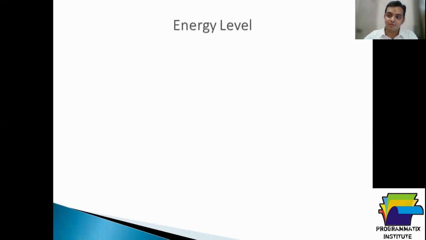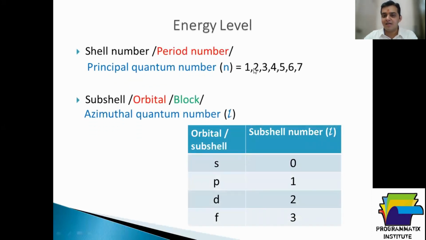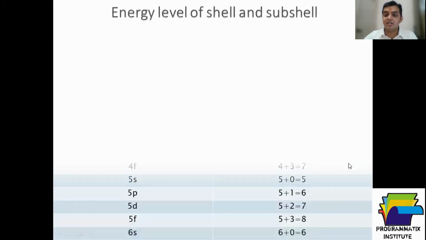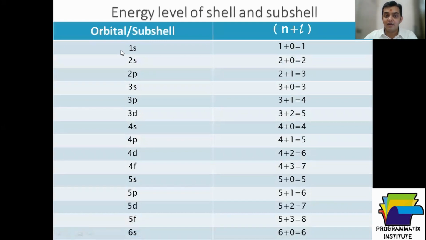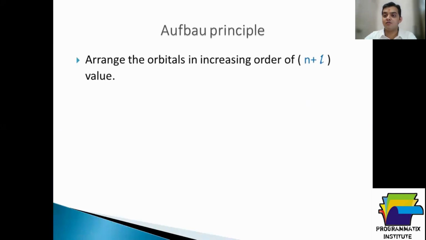Before I tell you for the p block, you need to revise one thing from the last video. You remember this was the energy level given, where n is the shell number 1, 2, 3, 4, 5, 6, 7, and the subshell number is what? s, p, d, f: 0, 1, 2, 3. Okay, this is the subshell number. We calculated the energy level, that is n plus l. For 1s, 1 plus 0 is 1. For 2s, 2 plus 0 is 2. For 2p, 2 plus 1 is 3. So I'm not going into detail, but if I tell you for 3p, 3 is the shell number, p's subshell number is 1, so 3 plus 1 is 4.